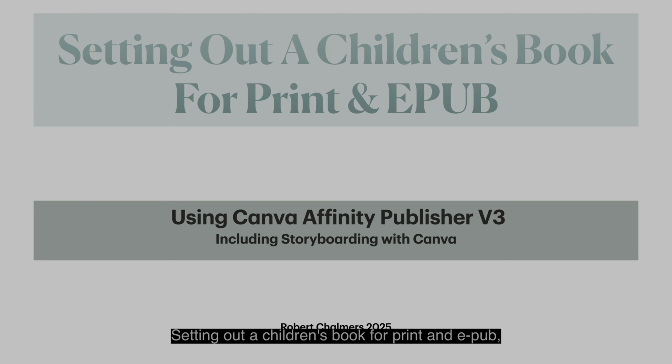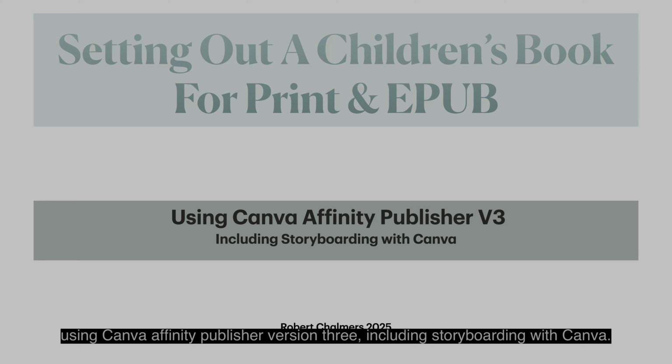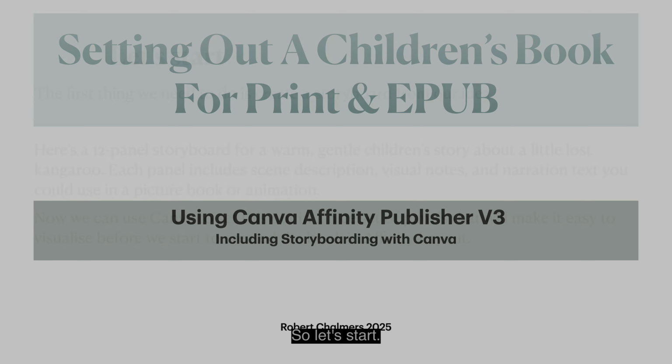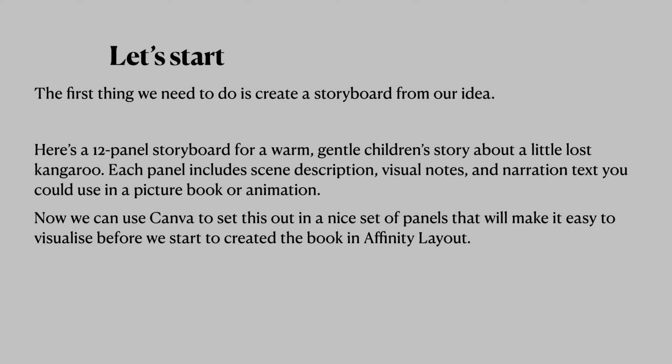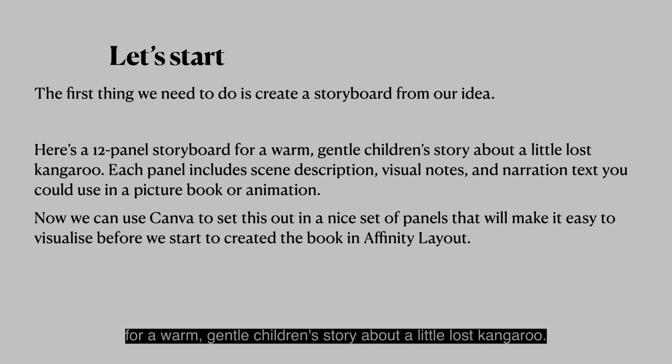Setting out a children's book for print and EPUB using Canva and Affinity Publisher version 3, including storyboarding with Canva. So let's start. The first thing we need to do is create a storyboard from our idea. Now here's a 12-panel storyboard for a warm, gentle children's story about a little lost kangaroo. Each panel includes scene description, visual notes, and narration text you can use in a picture book or animation.